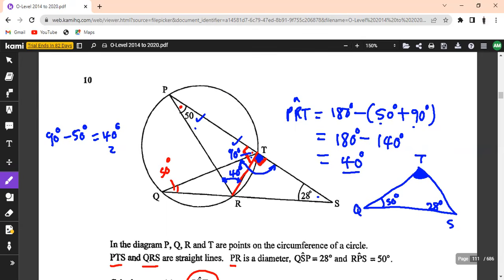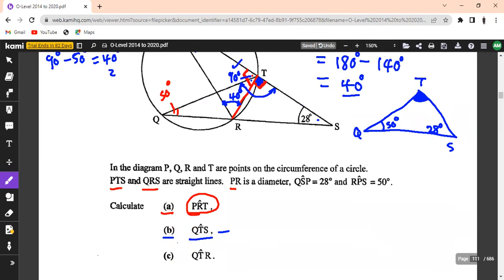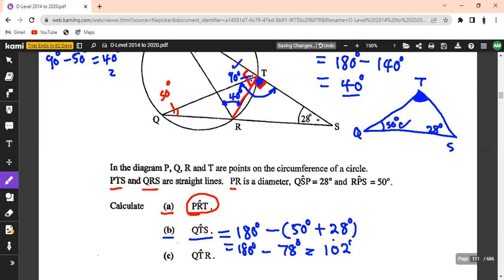So what are we going to do? We are simply going to subtract these two from 180 degrees, and that will be our QTS. So our QTS is going to be 180 degrees minus these two angles, which is the 50, the one that we got from angles made by the same chord, plus 28 degrees together. If we do this, it is 180 degrees minus 50 plus 28, which is 78. If we subtract, we obtain 102 degrees. So the whole of this angle is going to be 102 degrees.